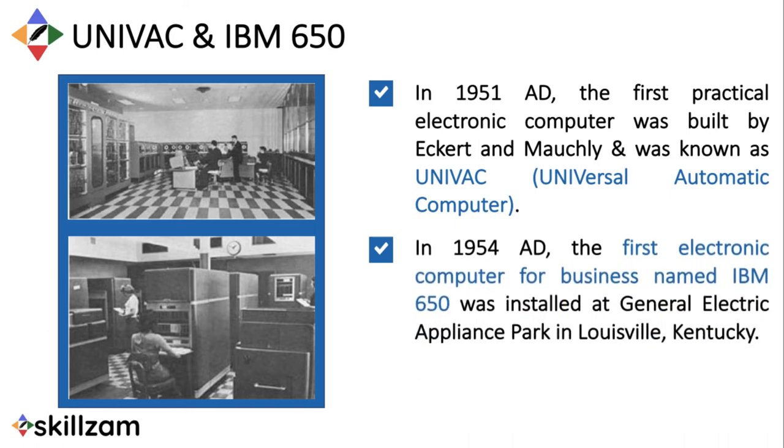In 1954, the first electronic computer for business was installed at General Electric Appliance Park in Louisville, Kentucky. This year also saw the beginning of operation of the IBM 650 in Boston as well. This comparatively inexpensive computer gave IBM the lead in the computer market. Over 1,000 IBM 650s were sold. It was a big commercial hit.